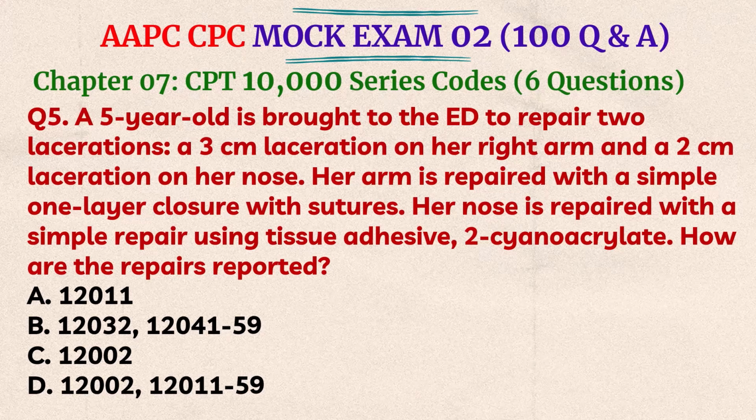So there are 4 answers available. Take your CPT code book and find the answer. Here you have to highlight there are two lacerations. First one is 3 centimeter laceration on her right arm and 2 centimeter laceration on her nose. The arm one is repaired with the simple layer closure, that is suture, and the nose one is repaired with the simple repair using tissue adhesive. So when you look at the answer, all codes are adjacent codes, 12,011, 32, 2. So you can use the elimination method to find the answer. So directly go to the code.